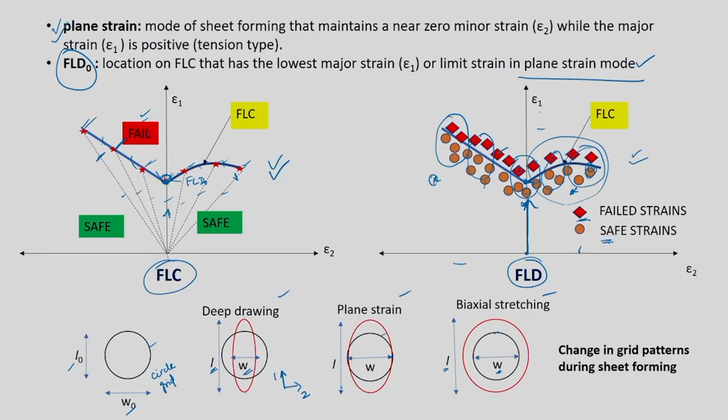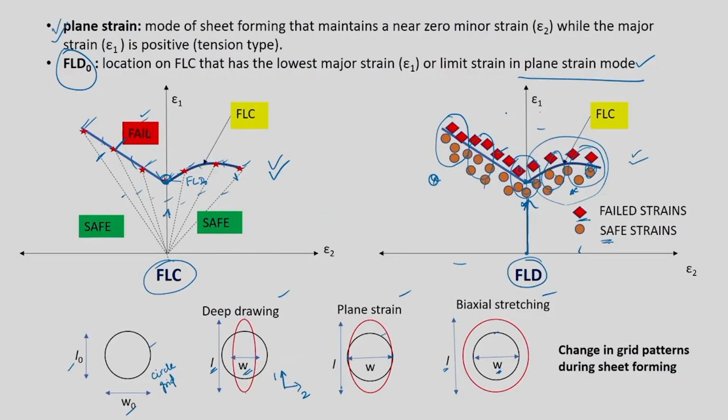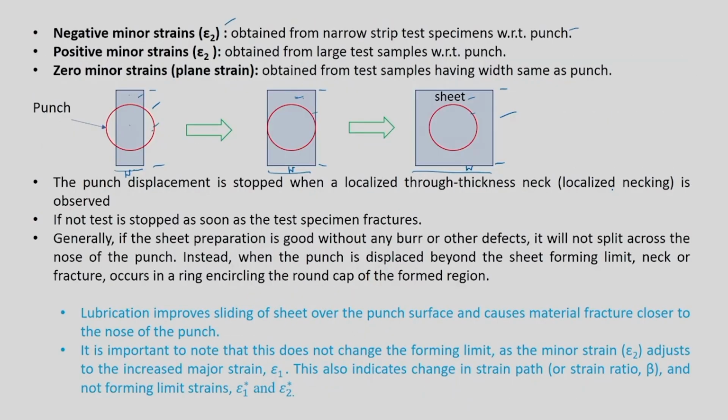Suppose in this quadrant you want limit strain, what you need to do is have a sheet of width slightly smaller than the punch diameter. So negative minor strain is obtained from narrow strip test specimens with respect to the punch. On the other hand, if you want to get positive minor strain, then this would be suitable. That means your limit strains will be somewhere here in this portion. If you want that, you use this type of sheet, which is pretty large as compared to the punch dimension.